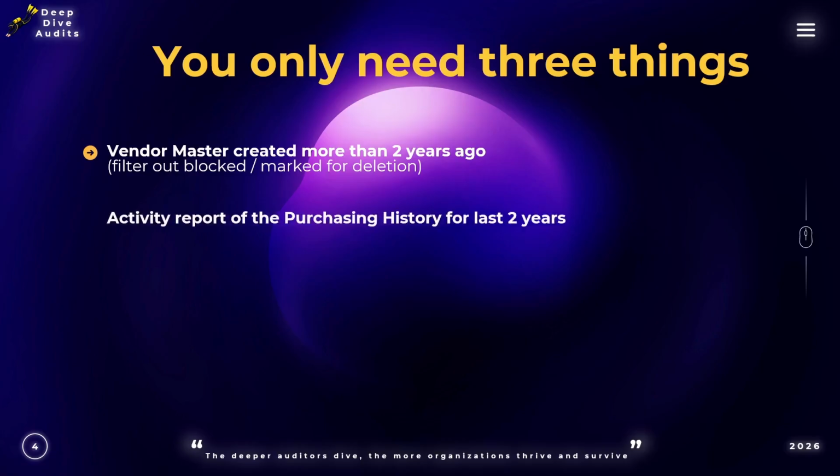The second thing you need is the activity report of the purchasing history for the last 2 years, which means the quotations submitted and or the POs being awarded, which means the contract being won by the vendor. So the activity will be determined based on any of these criteria.